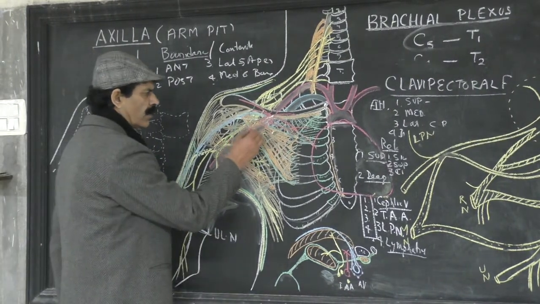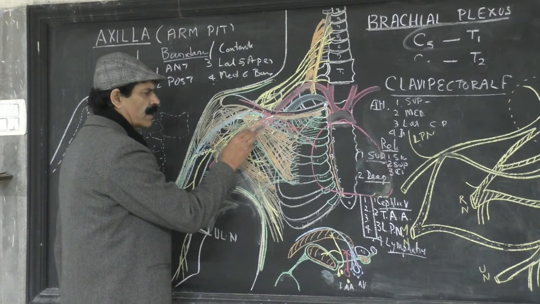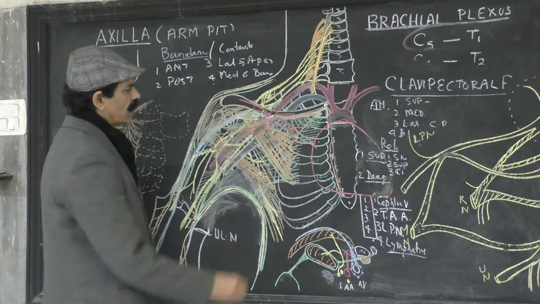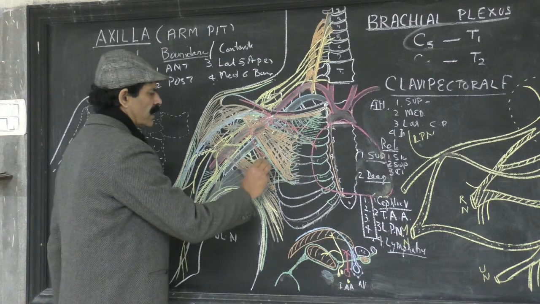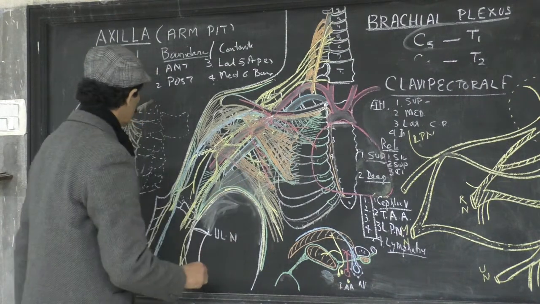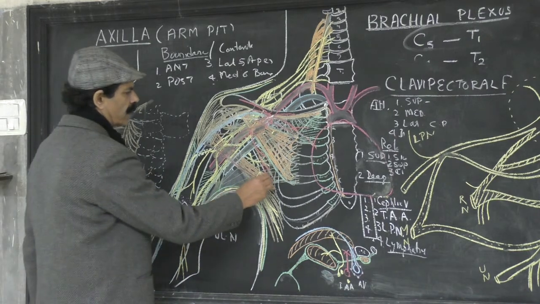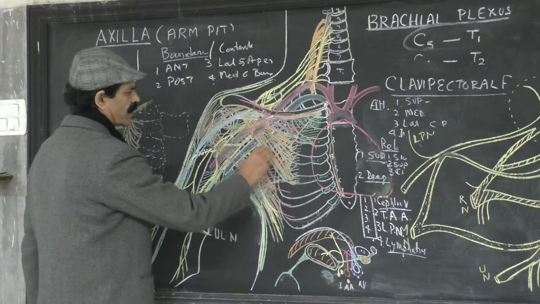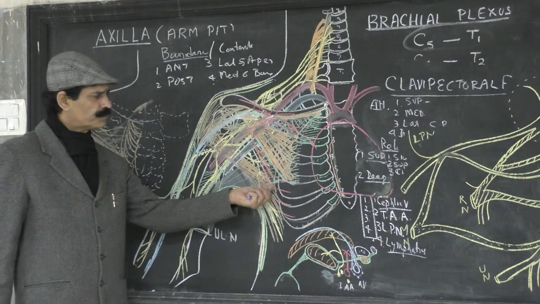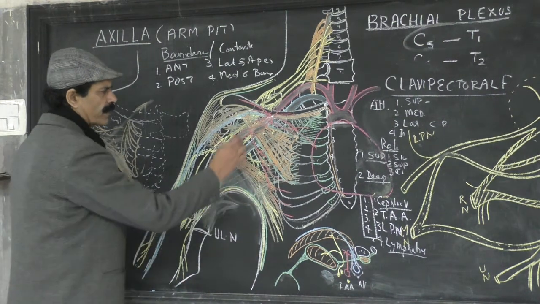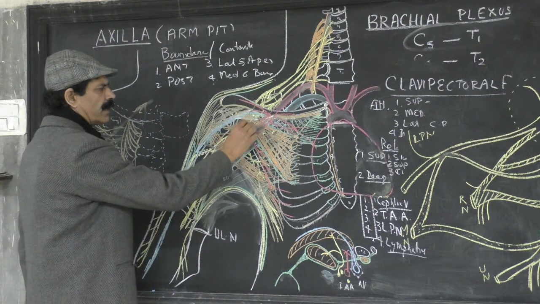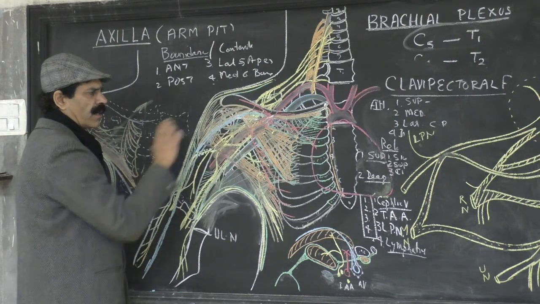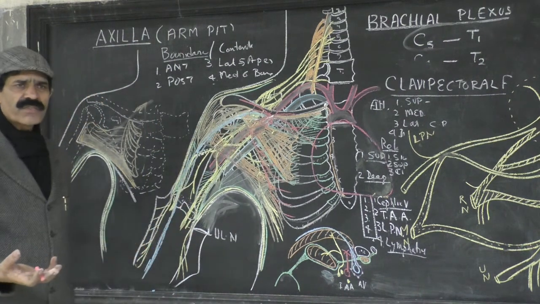Then near the lower border of the pectoralis minor, the second part of the axillary artery gives the second branch. Because it runs on the lateral aspect of the thoracic wall, it is called the lateral thoracic artery. And it supplies the lateral part of the thorax. That's why its name is lateral thoracic artery. Then the third part of the axillary artery starts from the lateral border of the pectoralis minor up to the lower border of the teres major. So this is the third part, and the third part has three branches.